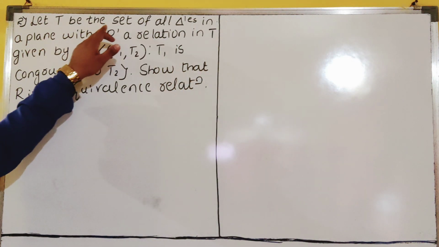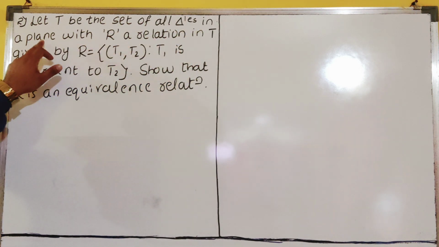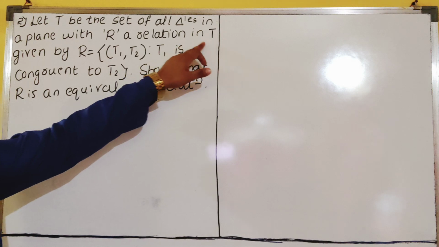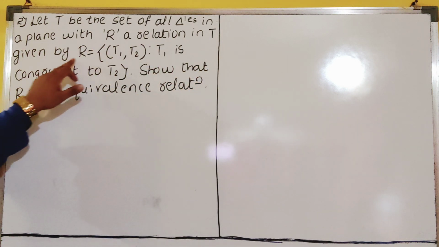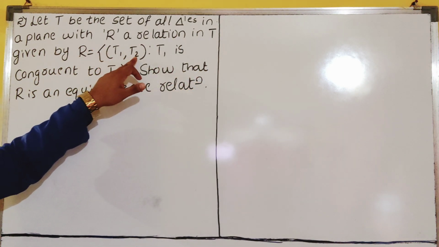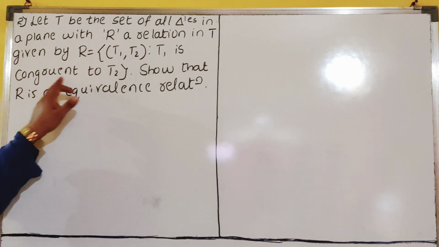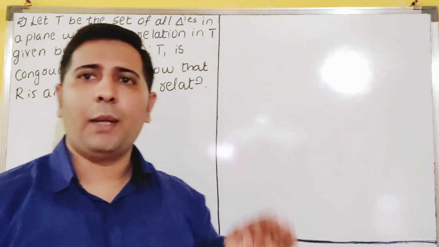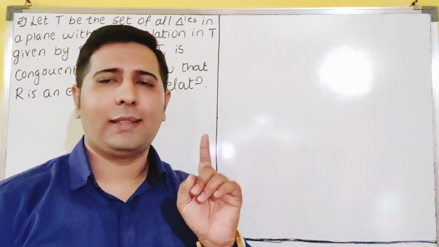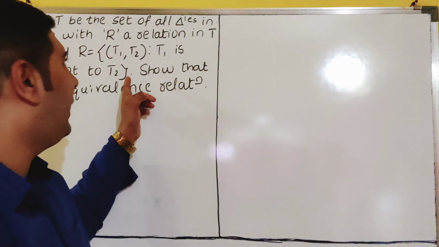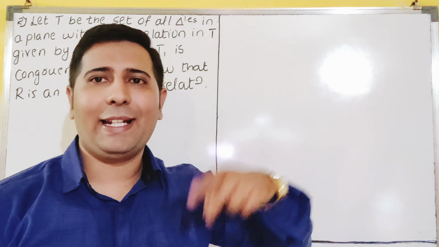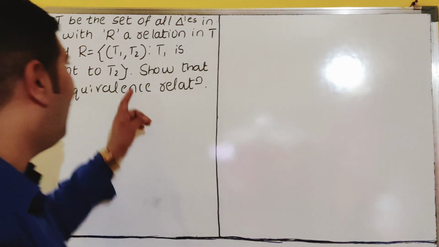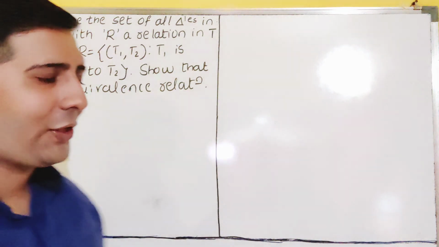Let T be the set of all triangles in a plane, with R a relation in T given by R = {(T1, T2) : T1 is congruent to T2}. Show that R is an equivalence relation. In the previous video we saw a similar question, where T1 is similar to T2. Here, instead of similar, they have given congruent. And the first thing you should know: show that it is an equivalence relation.